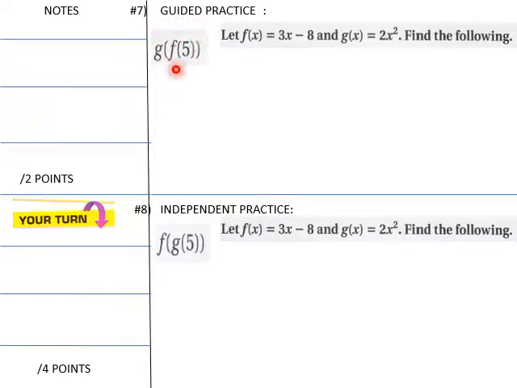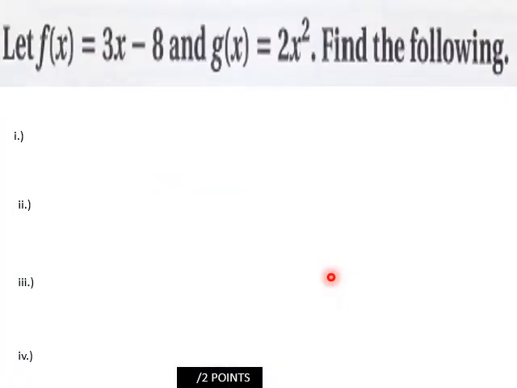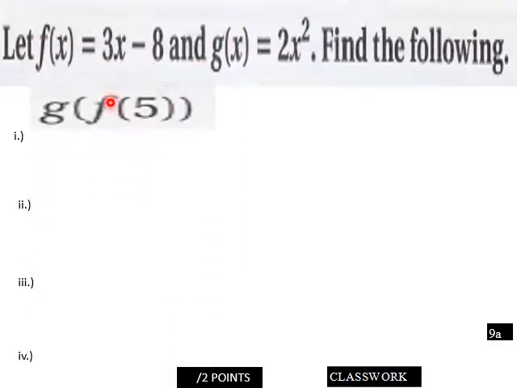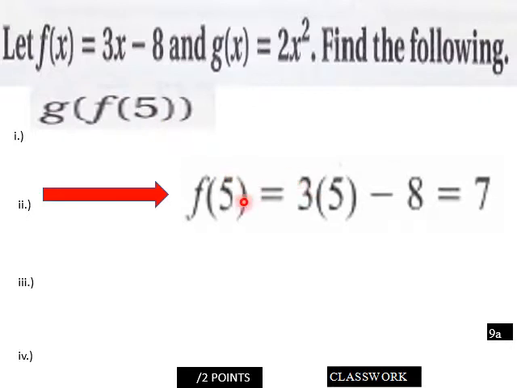Okay, got a practice here, g of f of 5. Let's find that. Students, this one is yours down here, f of g of 5. Pay attention so you can do your independent practice. Okay, into our guided practice. This is f of x, this is g of x. So we're going to find g of f of 5. How do we do that? We stick 5 into f of 5 up here, and we get 7. Now what do we do with 7?